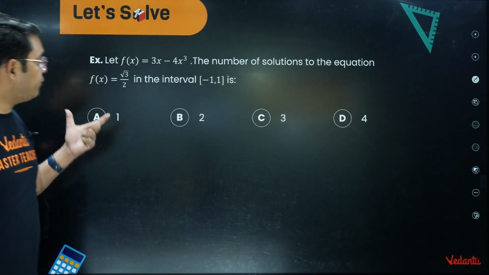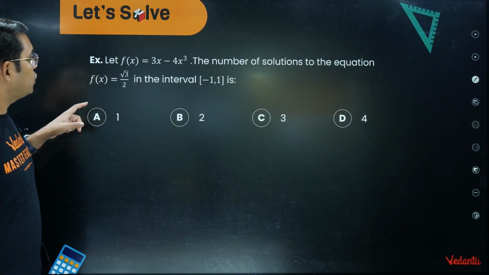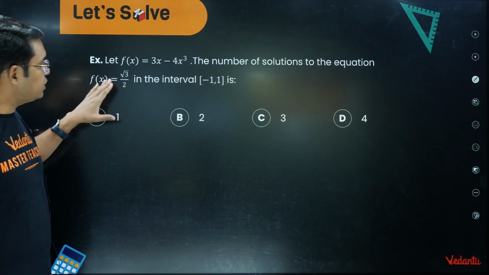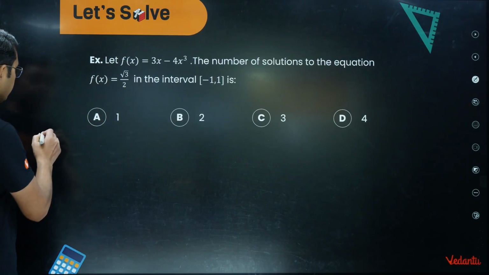This question says f(x) is equal to 3x minus 4x cube. Then we have to find the number of solutions to the equation f(x) is equal to root 3 by 2 in the interval. I can give you 2 or 3 solutions for this. Let's see what those are.